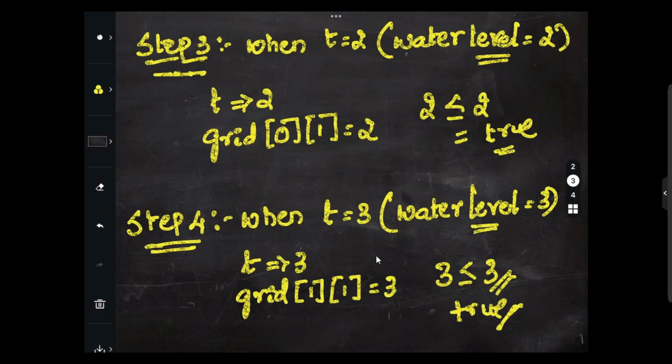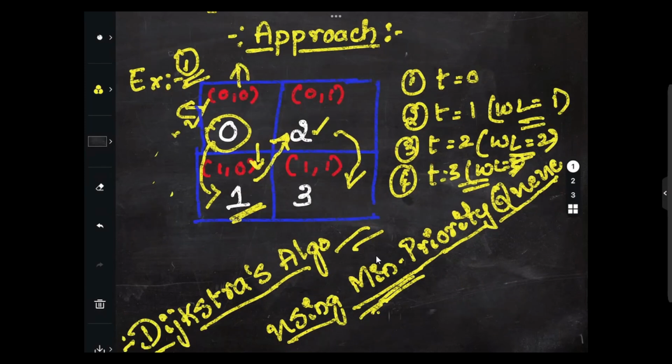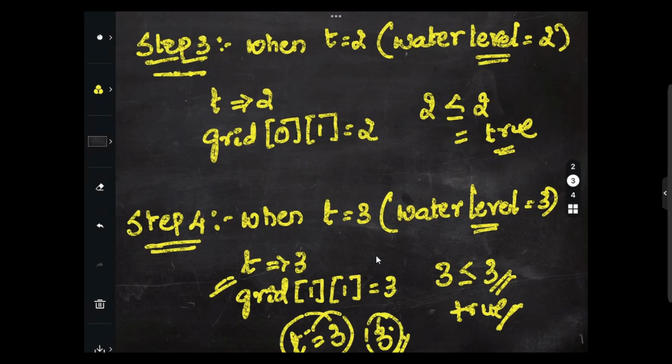So we have to return the t at this point. t will be 3, so the output should be 3 in this case. The output they have mentioned here is 3, so the output matches. We also got 3. So the approach works absolutely correctly here. The minimum time that is required here is 3, right? I hope this is completely clear.